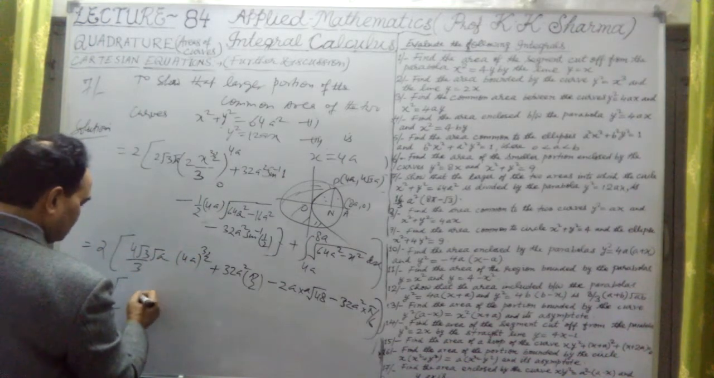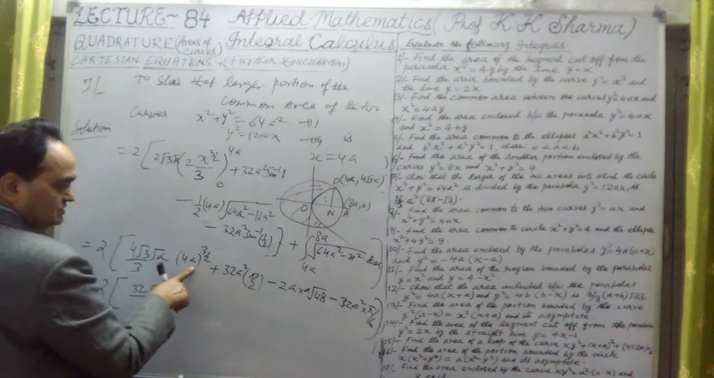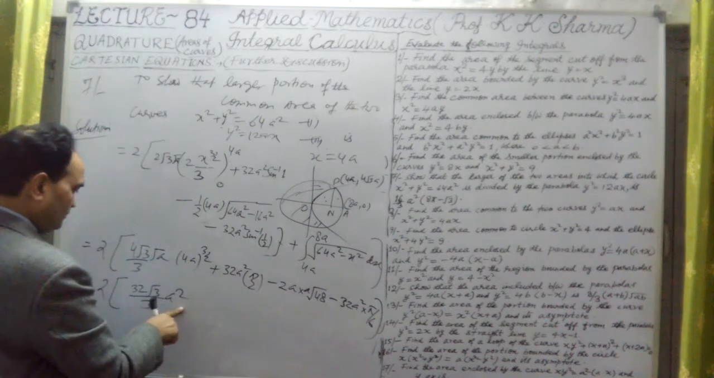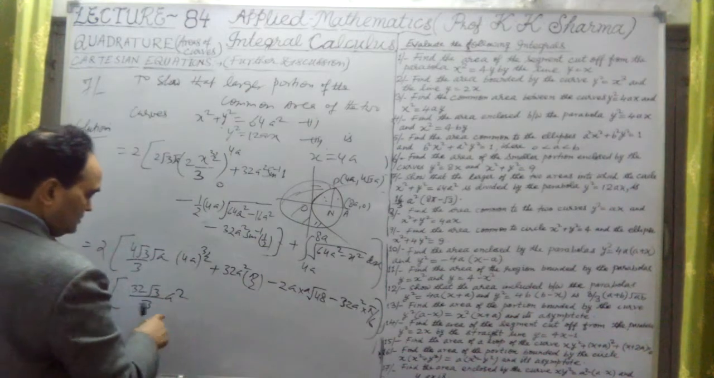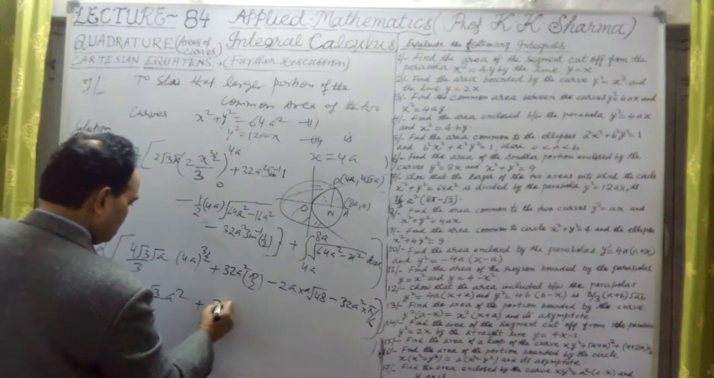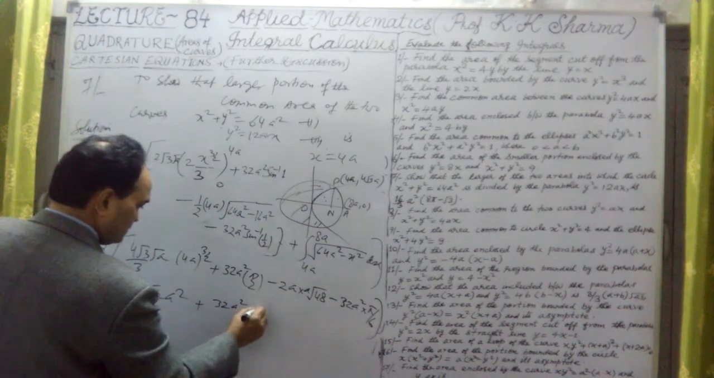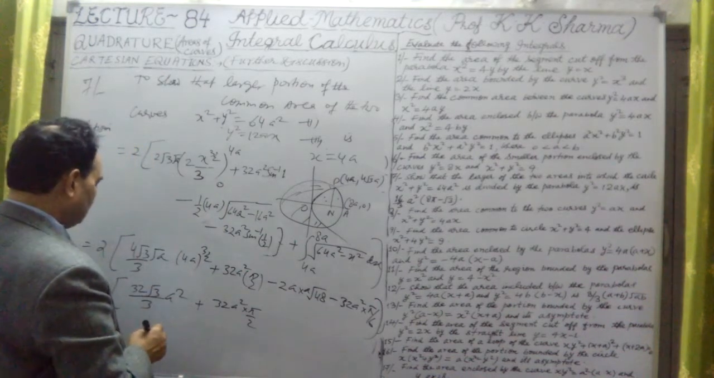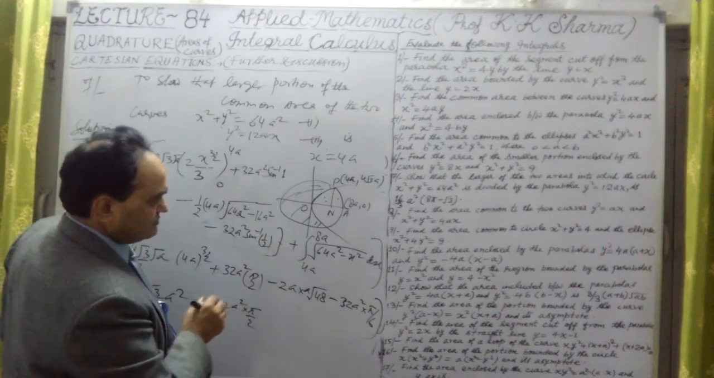So this is a square. 8 into 4, 32. Root 3 upon 3 a square. From this a raised power 3 by 2 and this a half is a raised power 4 by 2. That means it's a square here. And from this 8 will come out. 8 for the 32, 32 under root 3 upon 3 a square plus 32 a square into pi by 2. Okay, pi is not cancelled out. It's still not cancelled out. But pi by 2. Okay, there is pi.